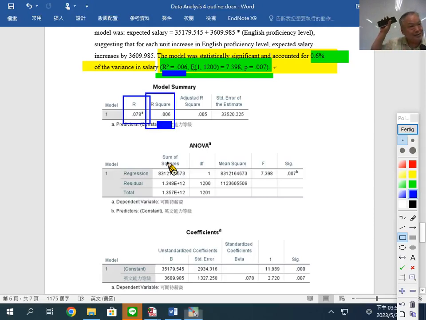So now you can use your smartphone calculator: 0.078 times 0.078. So you can see it's equal to 0.006, right? Okay, so they are related. So here is something we need. This is the only thing we need to provide the information here.